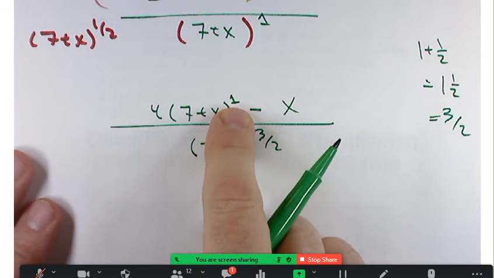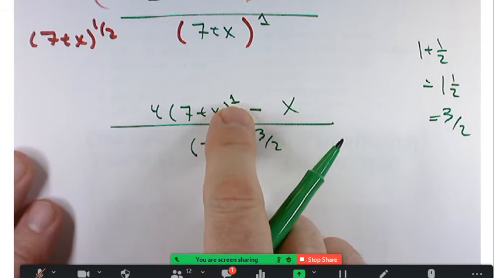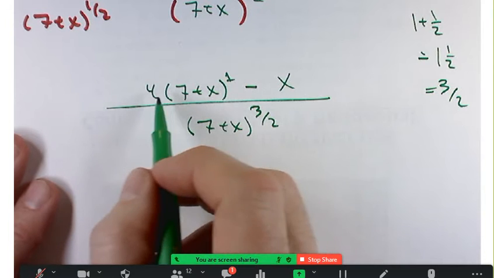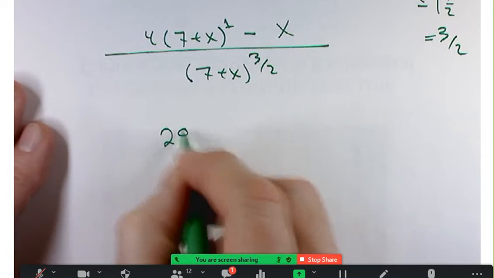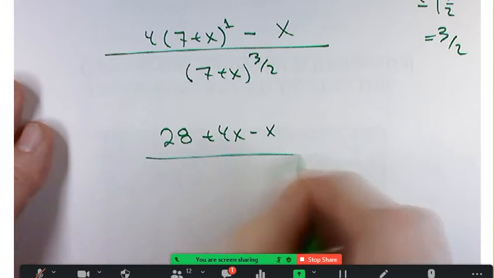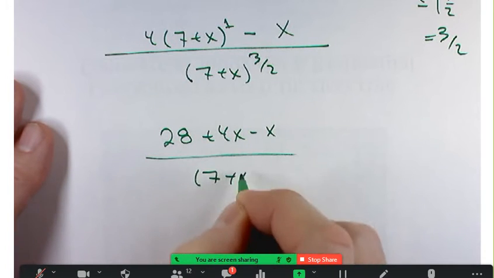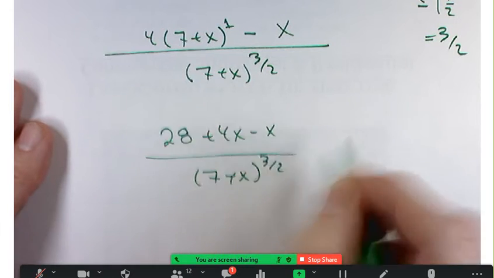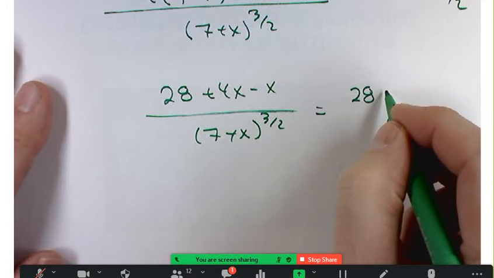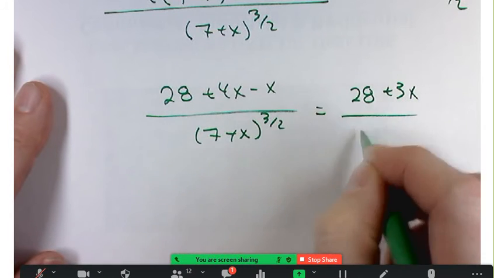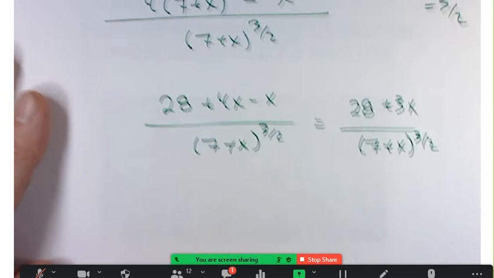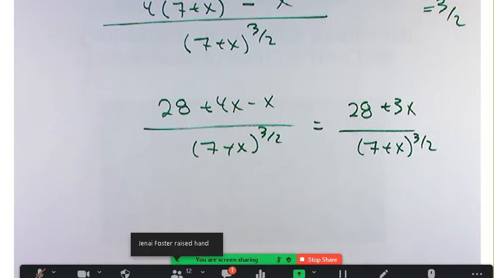Do I really need the 1 here? No. So I can just distribute this right away. It's just to the 1st power. 4 times 7 is 28, plus 4x minus x over 7 plus x to the 3/2 power. These combine to give me 28 plus 3x over 7 plus x to the 3/2. So perhaps a more efficient way to solve this one.